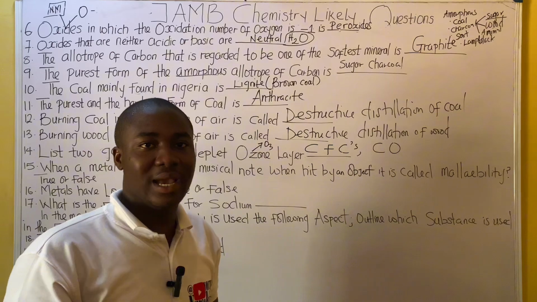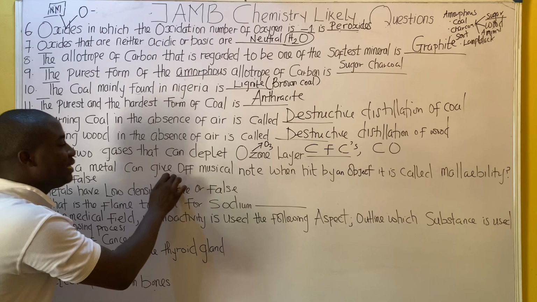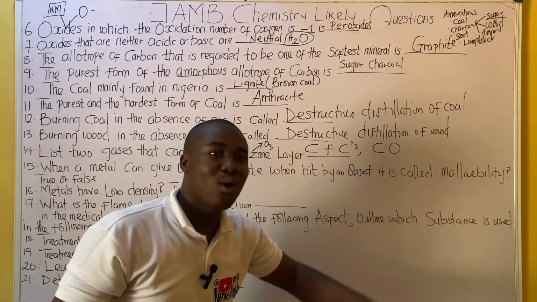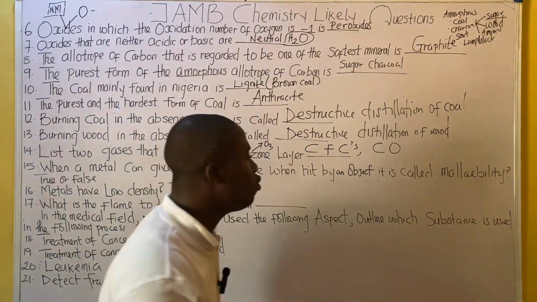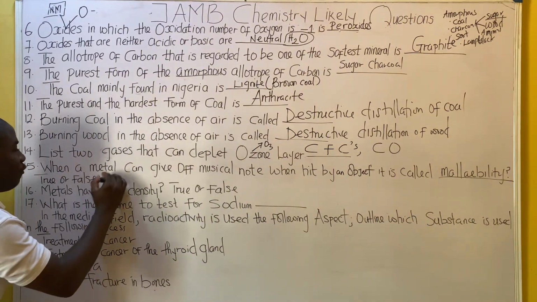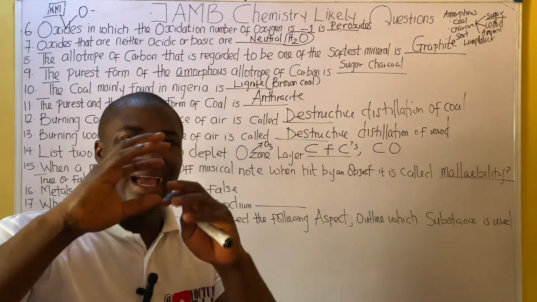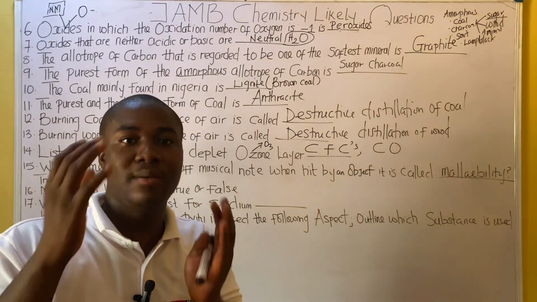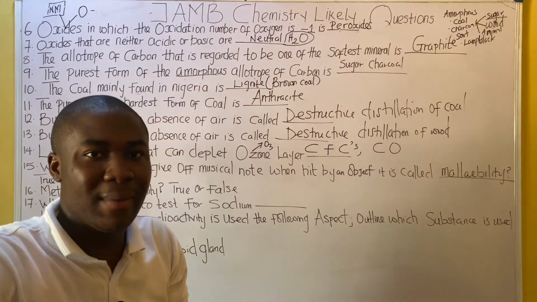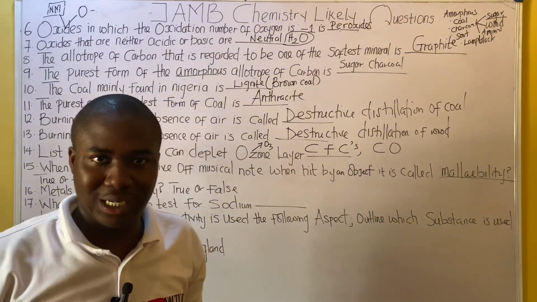Moving over to the next question, which is question number 15, which says, when a metal can give off musical notes when hit by an object, it is called malleability. Is that true? Very wrong. The statement is false, because whenever we take a metal and hit it with an object, it gives off sound. You simply say the metal is sonorous, not malleability. Malleability has to do with beating a metal into a flat sheet, not giving off musical notes.